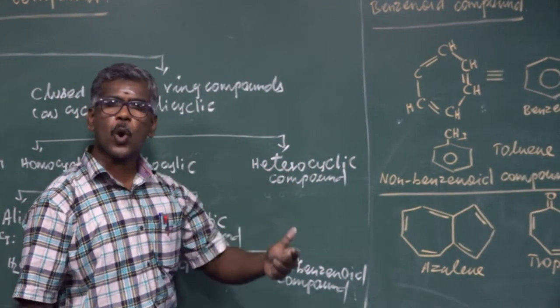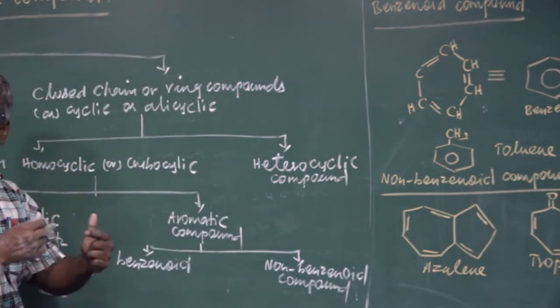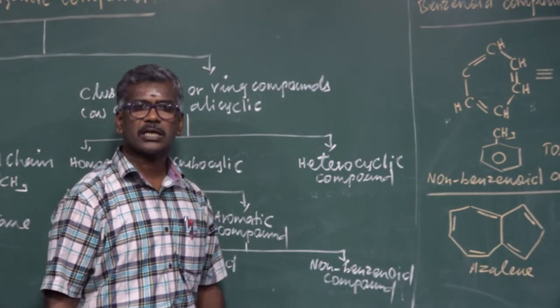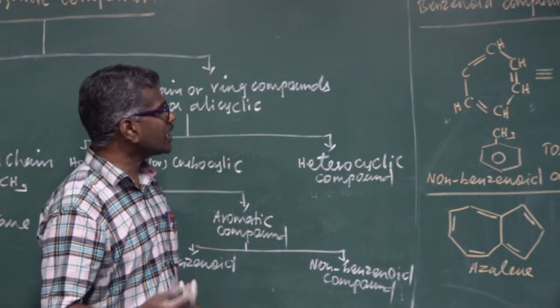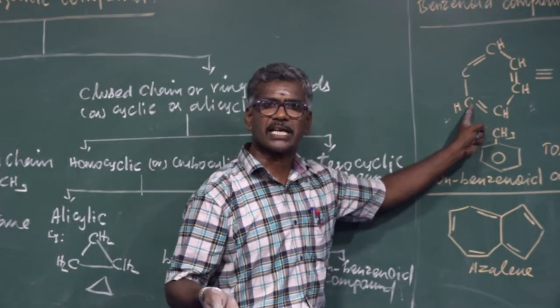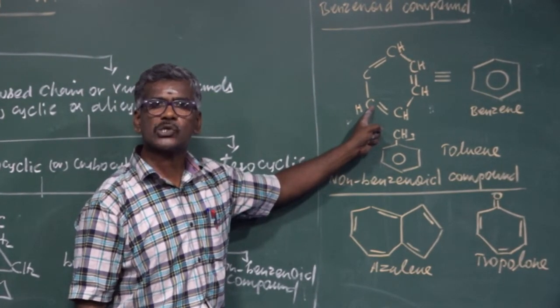What does it mean for homocyclic and heterocyclic? Homo means same kind of atom. Hetero means different kinds of atom. Here, the ring is made up of carbon atoms. Among the carbons, one carbon can be replaced by any atom like oxygen, sulfur, nitrogen. This is called a heterocyclic compound.